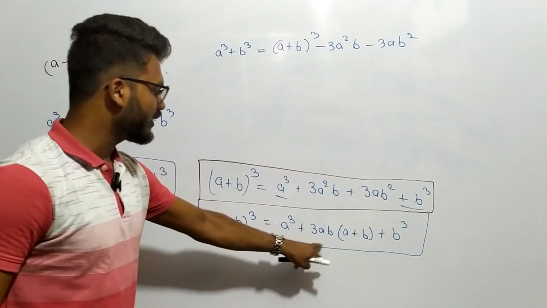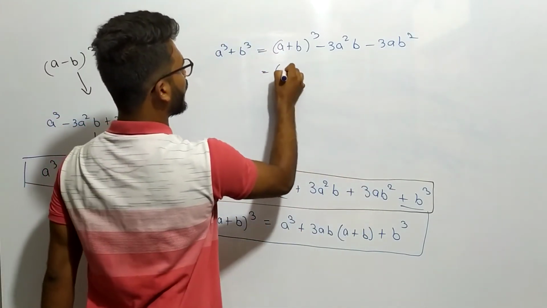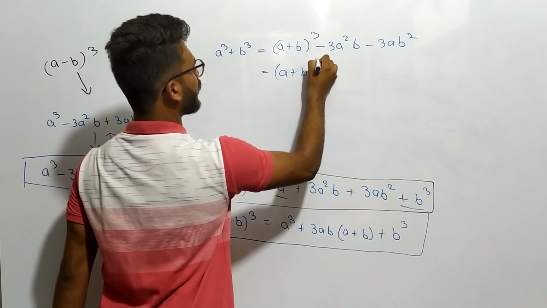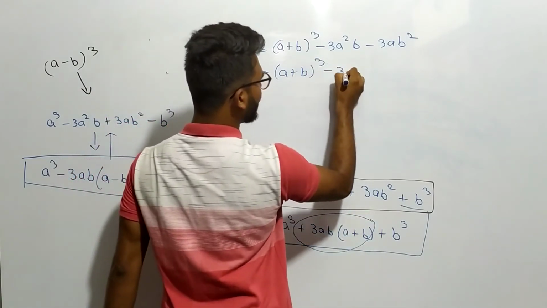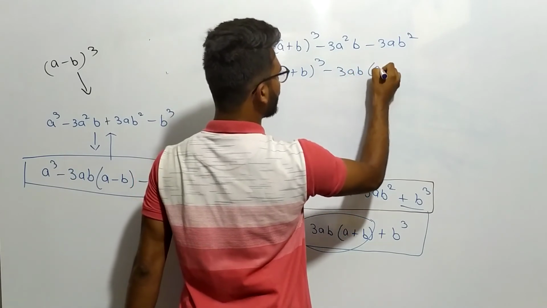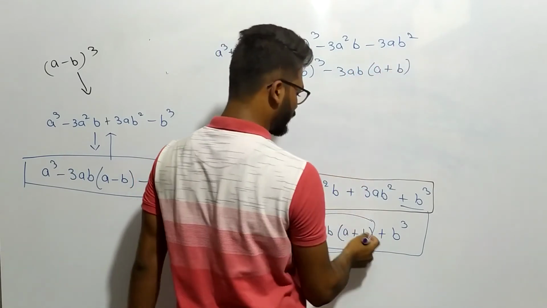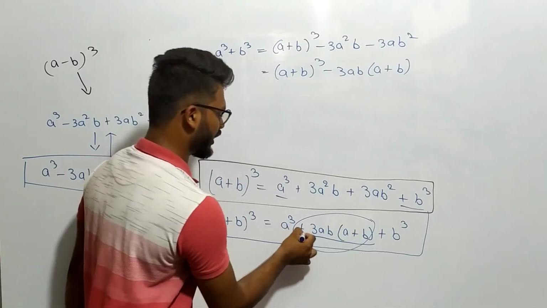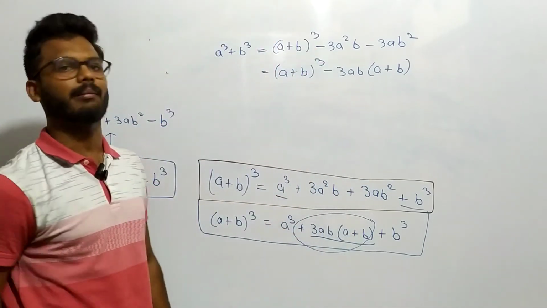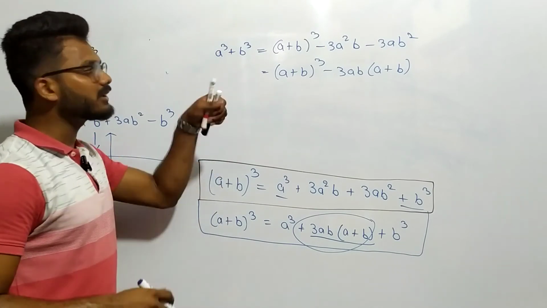Or from this, what will you get? (a plus b) whole cube, and this everything is a single term, so you get minus 3ab into (a plus b). This plus will become minus. Why? This is a single term, and for this you have plus. If you change it to the other side, it will become minus. This is a cube plus b cube.